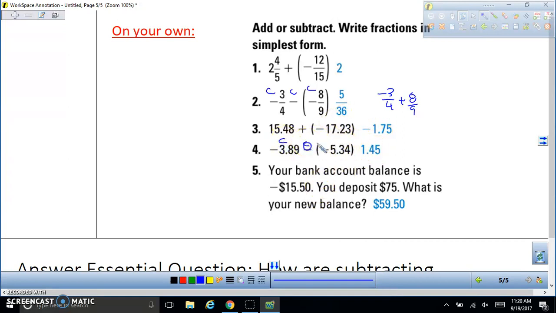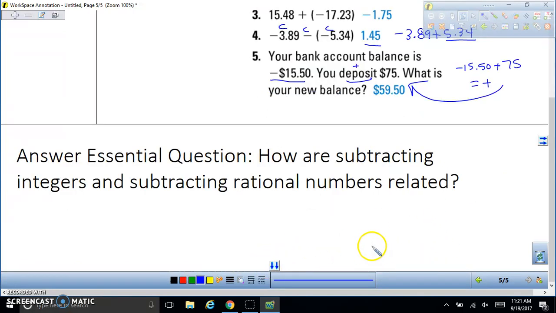This one, copy, change, should have changed into negative 3.89 plus 5.34. Which one's further from 0? The positive, so that's how we got a positive. Your bank account balance is negative $15.50. You deposit, which means you put in, you added. What is your new balance? So we're going to start off with negative 15.50, and we're going to add in $75. Okay. Further from 0 is the positive, so the answer is going to be positive, and that's how we got $59.50. All right, go ahead and answer this essential question and take the checkpoint.